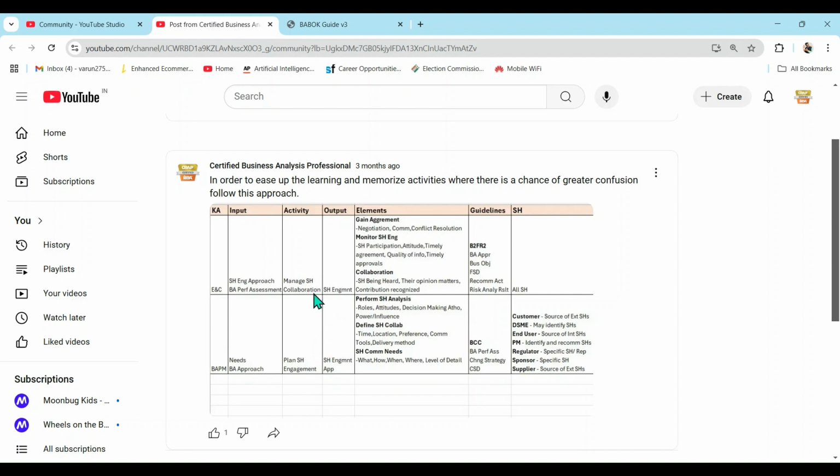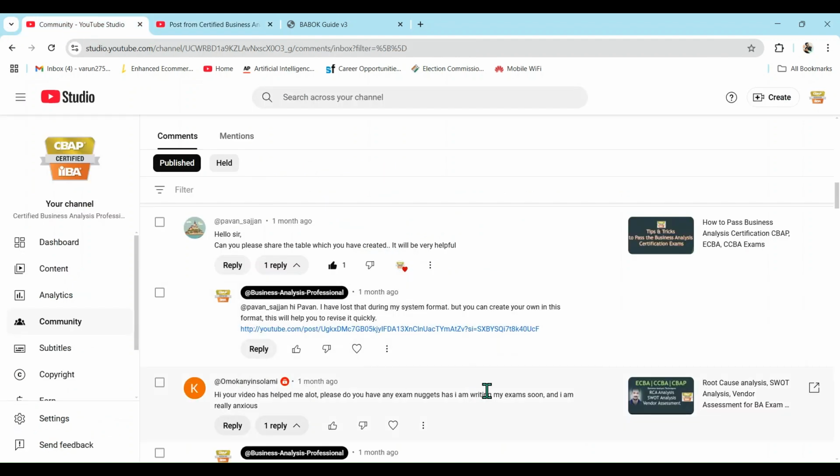So manage stakeholder collaboration is about how you are managing the collaboration, and plan stakeholder engagement is how you are planning, right? So when you are planning, you perform the stakeholder analysis, you define the stakeholder collaboration, and when you define the stakeholder collaboration, then it comes under managing stakeholder collaboration. So I hope you understand this. Let's go back.